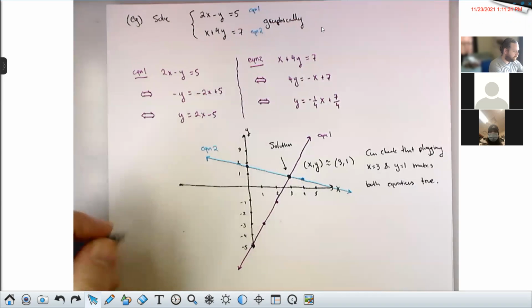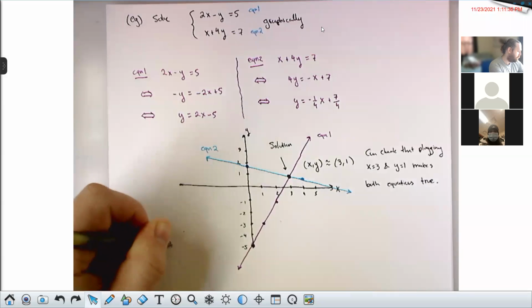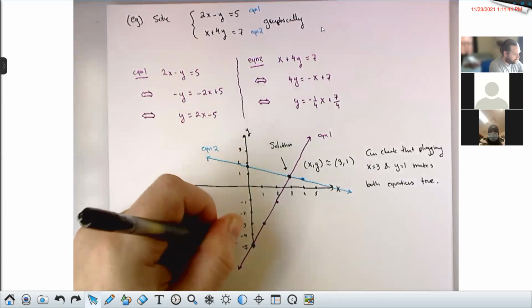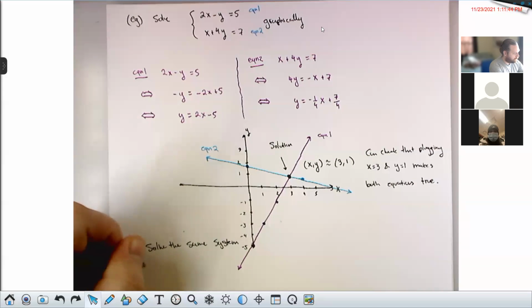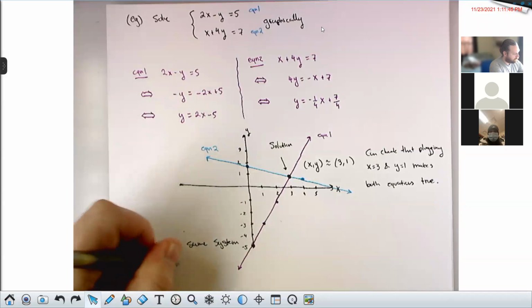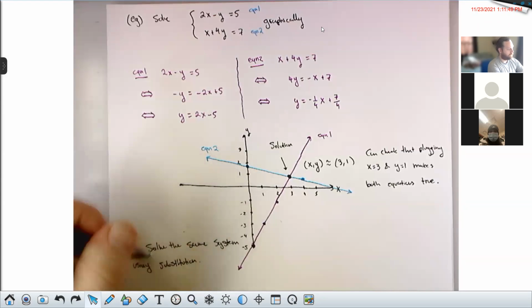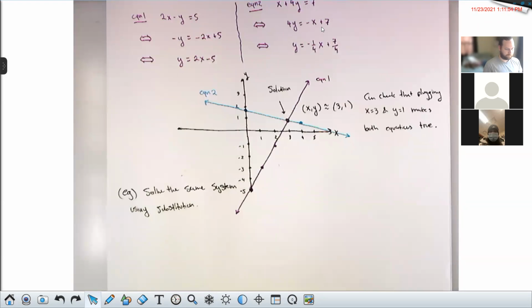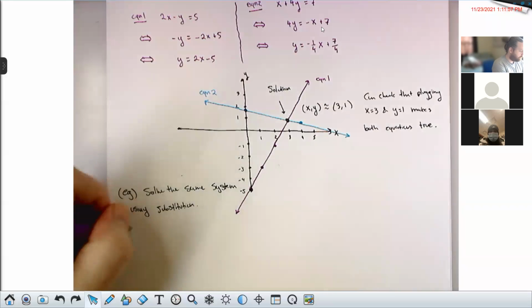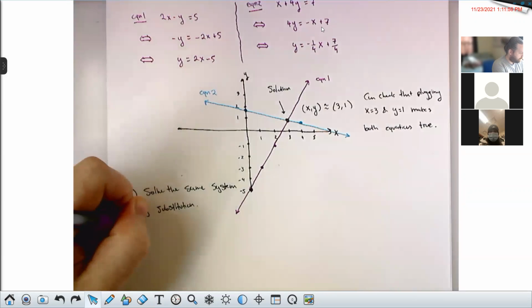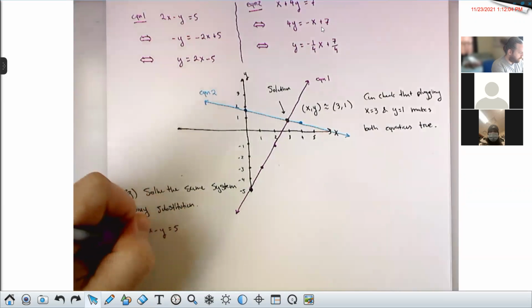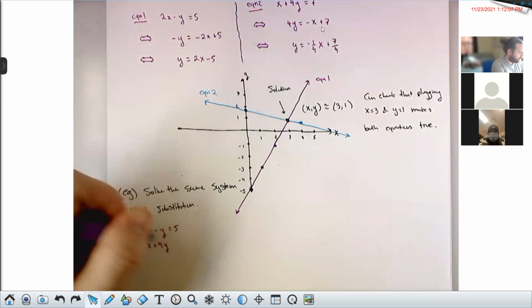But we can solve that same system using substitution. So let's do that. First, let me just write the system down. 2x minus y equals 5. x plus 4y equals 7.